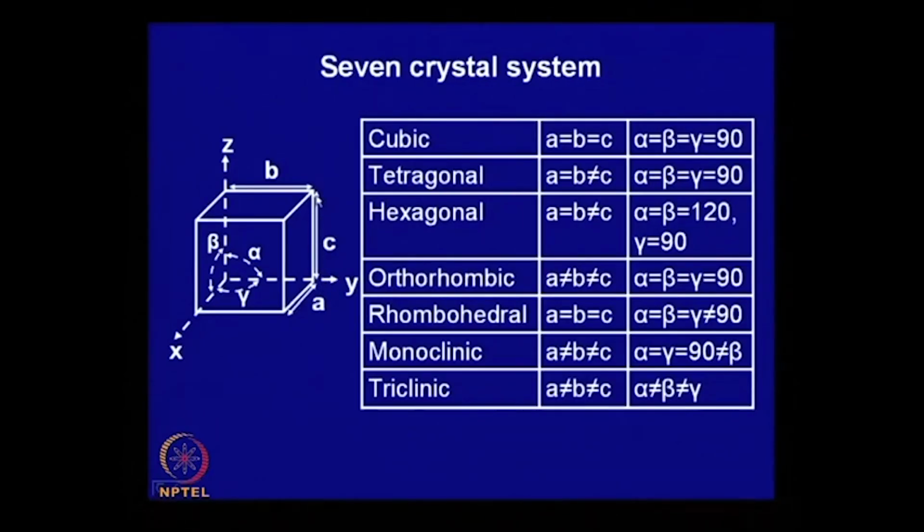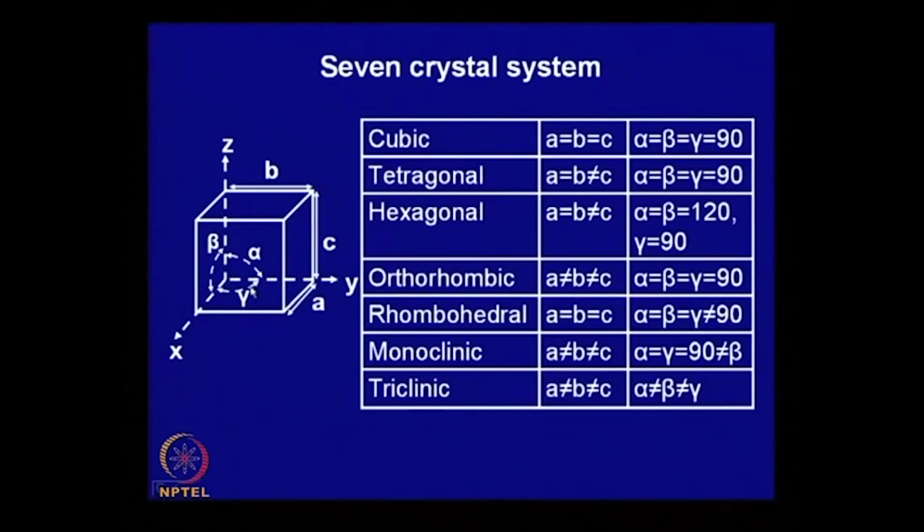is c. Similarly, apart from these 3 linear dimensions, we also need to define the angles between these axes. So, this is the x axis, or in crystallography we call it a. The angle opposite a we call alpha. Similarly, the angle opposite b we call beta, and the angle opposite c we call gamma.